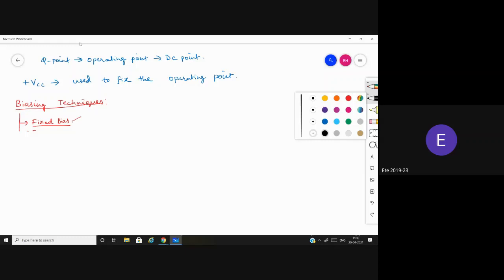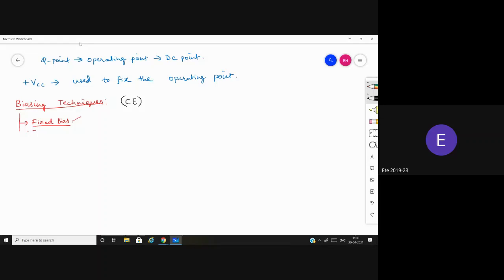So in fixed bias, and remember one thing, in all these four biasing techniques, your transistor will be in CE configuration. And since we are more comfortable with the NPN transistor, because for NPN we will be using plus VCC, and we are more comfortable using positive voltage rather than negative voltage, as there might be some confusion in using negative supplies. So we go for common emitter configuration and we can use NPN.